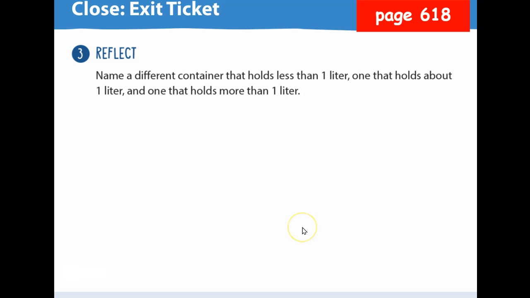Some of your water bottles hold less than a liter. How about my coffee mug? My Spider-Man coffee mug holds less than a liter. How about something that holds about a liter? Probably this is about a liter. Okay. Something that holds more than a liter. Something maybe somebody has used this weekend. A swimming pool. A swimming pool. Good.